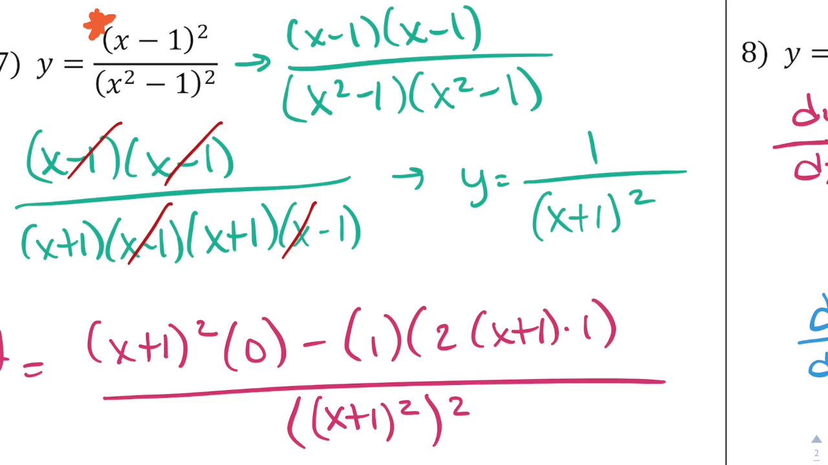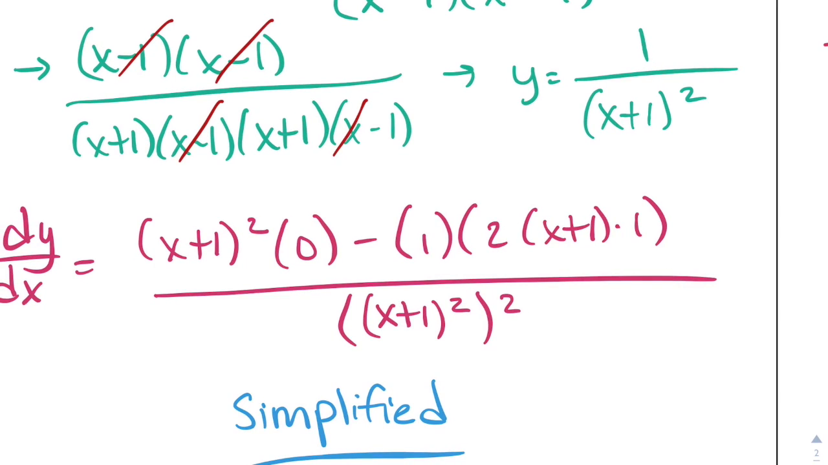And let's see. So I start with the denominator times the derivative of the numerator, which is going to be 0, minus the numerator, which is 1, times the derivative of the denominator. So here's what we're doing. We're dropping the 2 down. We're leaving x plus 1 the same. We're bringing it to the first power. And then we're multiplying by the derivative of the inside, which is 1.